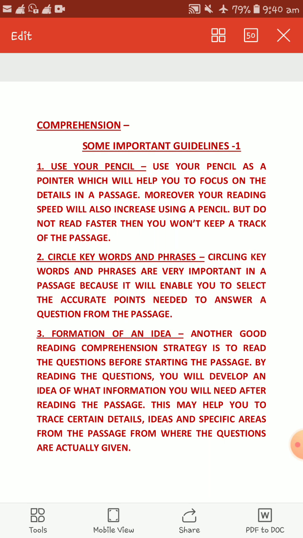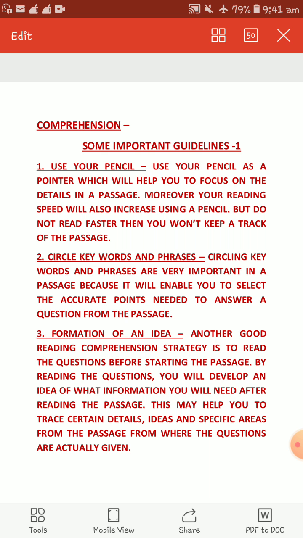If you find that this word is very important, this line is a key line or important line, if you mark it up, if you circle it with your pencil, then obviously while you are attempting to solve the answers related with the questions of that unseen passage, it will help you a lot to locate that this answer I may find here, or this answer I may find in this paragraph in this way. So if you circle key words and phrases, ultimately it will help you to select the accurate points needed to answer a question related with the passage.